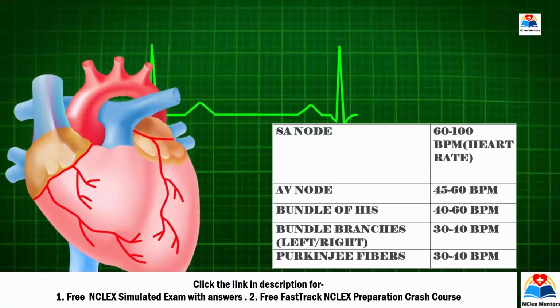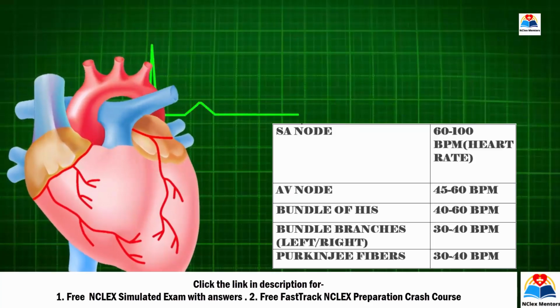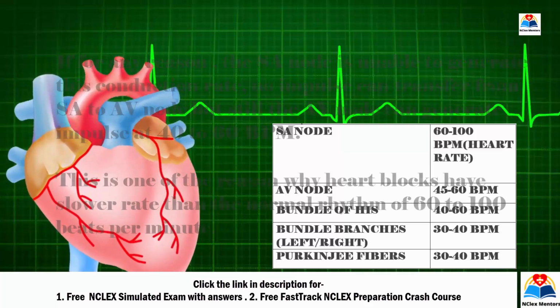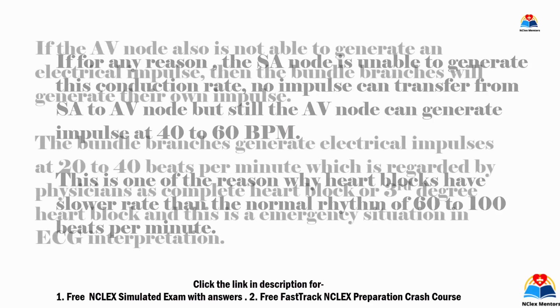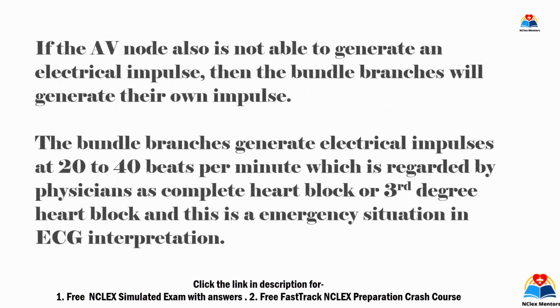If for any reason the SA node is unable to generate this conduction rate, no impulse can transfer to the AV node, but still the AV node can generate an impulse at 40 to 60 BPM. This is one of the reasons why heart blocks have a slower rate than the normal rhythm of 60 to 100 beats per minute. What if the AV node also fails to meet the intrinsic rate required for survival?